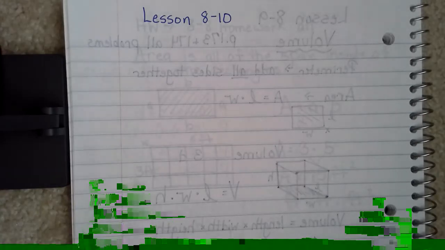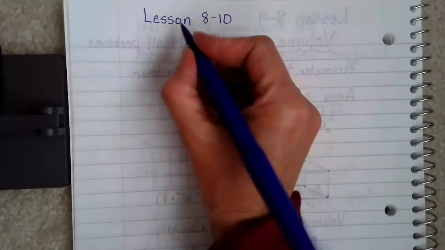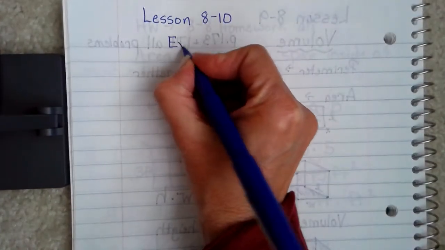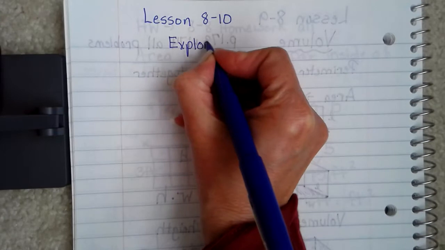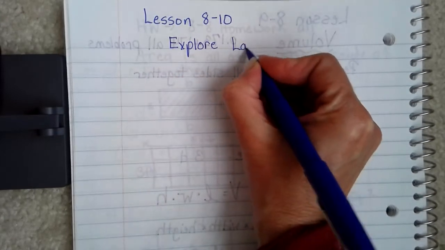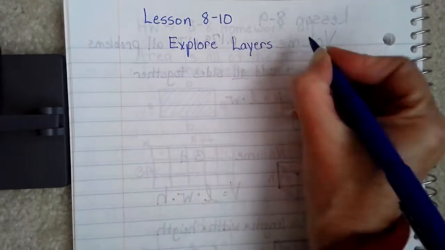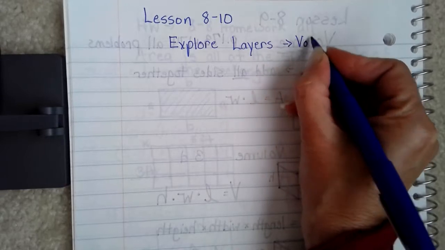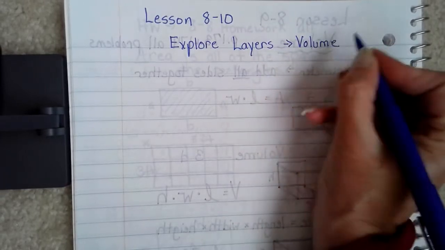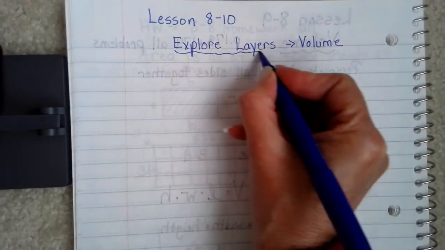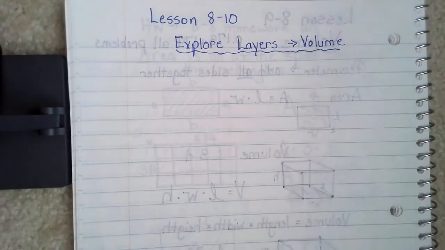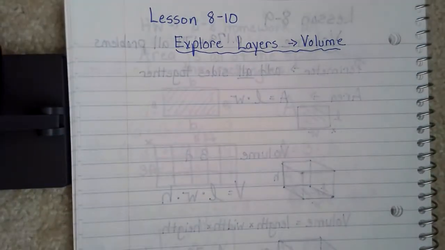All right, today we're looking at lesson 8-10, and we're going to call it Explore Layers. So we're still looking at volume. And remember, volume is how much room it takes up inside of a shape. So we're going to be talking about rectangular shapes again.